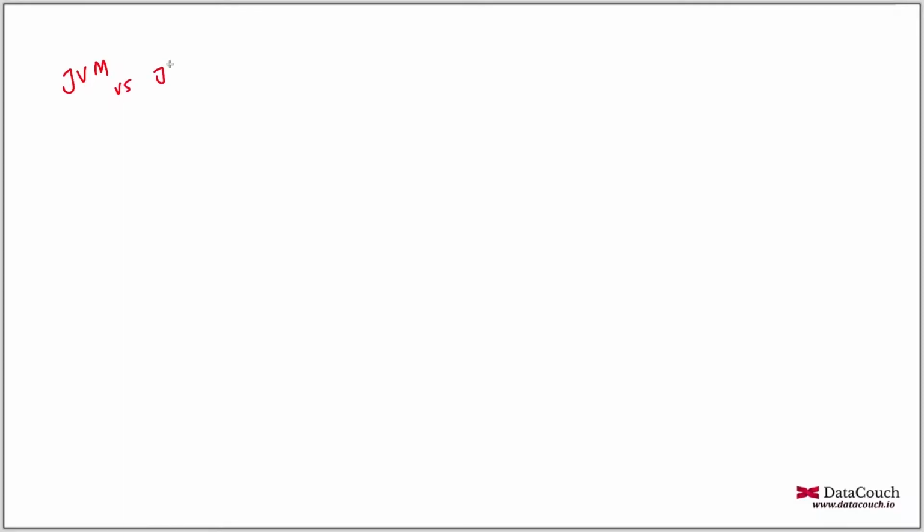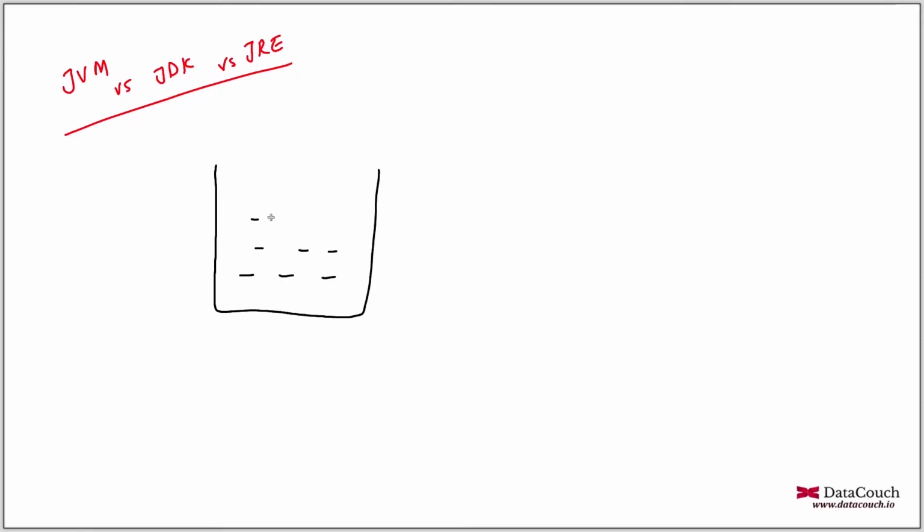So JVM versus JDK versus JRE. Before I delve deeper into the differences or give you some examples, I want to correlate with a real world analogy. Let's say this is an aquarium, and this aquarium is having water, and water having fishes.